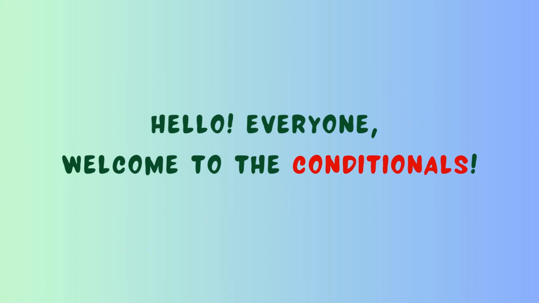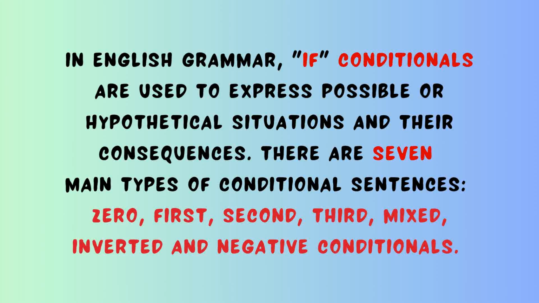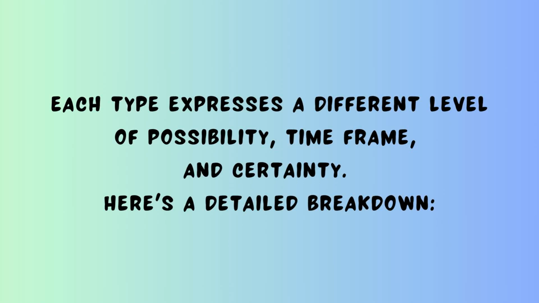In English grammar, if conditionals are used to express possible or hypothetical situations and their consequences. There are seven main types of conditional sentences: zero, first, second, third, mixed, inverted, and negative conditionals. Each type expresses a different level of possibility, time frame, and certainty. Here is a detailed breakdown.